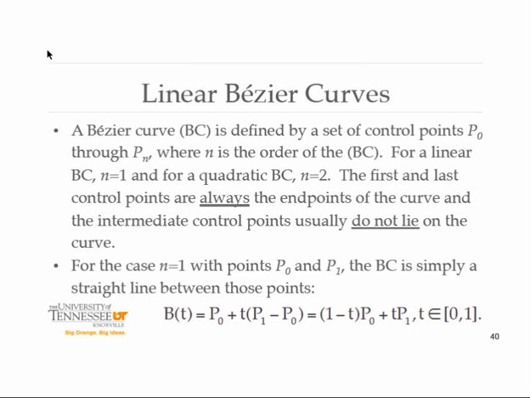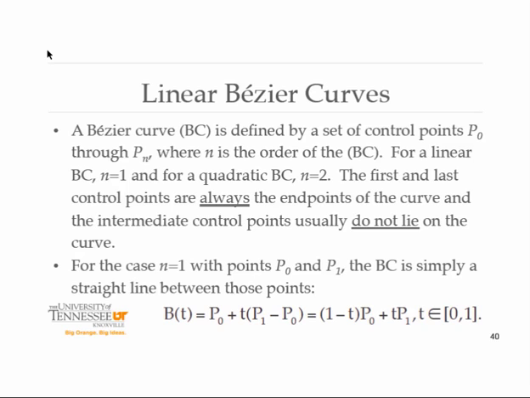The control points are indexed P0 through Pn, where n is called the order of the Bezier curve. So in other words, you have one more control point than the order of the Bezier curve. For a linear Bezier curve, n is equal to 1, which means you would have 2 control points. For a quadratic Bezier curve, n would be equal to 2, which means that you would have 3 control points. By definition, the first and the last control points are always the endpoints of the curve that you're interested in generating.